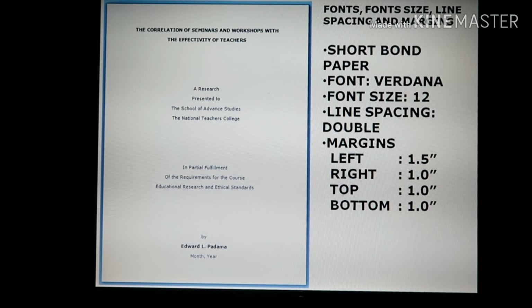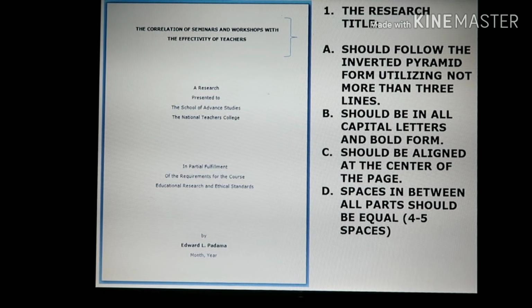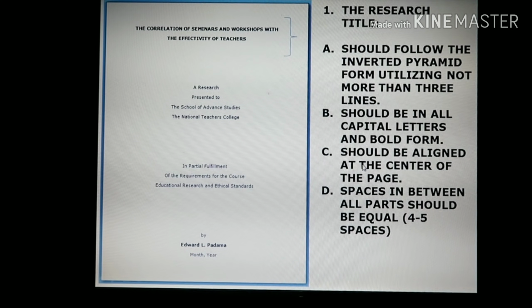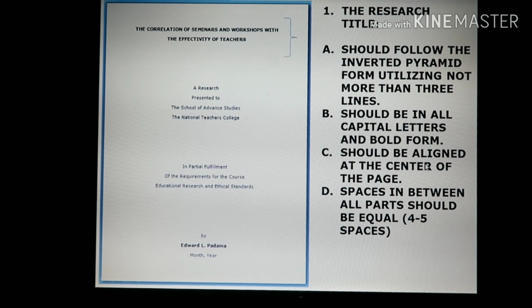Okay, so to recap what we have already discussed, we are going to go through the following. Number 1, the research title should have the following characteristics. Letter A, it should follow the inverted pyramid form, utilizing not more than 3 lines. Letter B, the research title should be in all capital letters and in bold form, as you can see in our sample on the left side. Letter C, the research title should be aligned at the center of the page. So all of these parts are aligned at the center of the page.